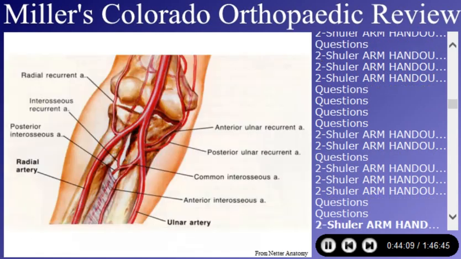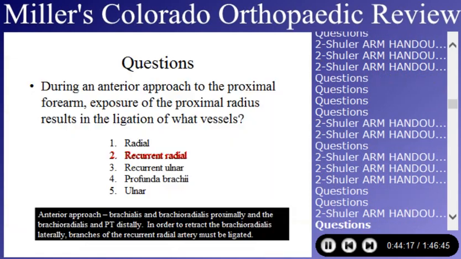Key testable item on this diagram of the arterial supply around the elbow. Don't forget for the distal biceps rupture. During the anterior approach to the proximal forearm, exposure to proximal radius results in ligation of what vessel? Recurrent radial. Anterior approach is between the brachialis, brachioradialis, and then the brachioradialis and pronator teres distally.